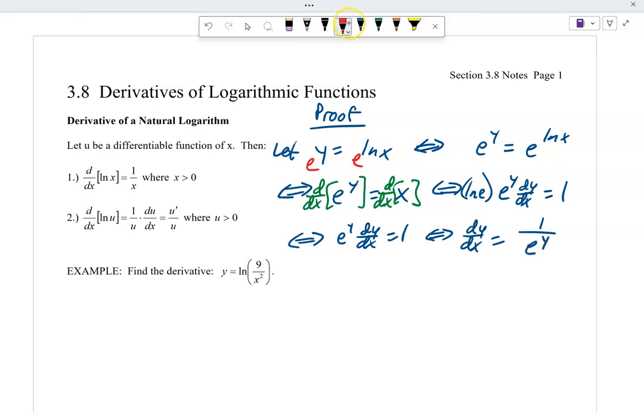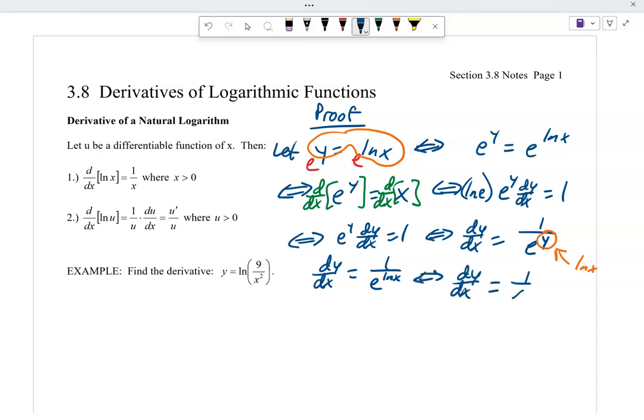Now remember, at the beginning I said y is the natural log of x. So I'm going to go ahead and substitute that in. Y is the natural log of x. So we've got dy dx equaling 1 over e to the ln of x. So dy dx is 1 over x. So the derivative of the natural log of x is 1 over x, right?